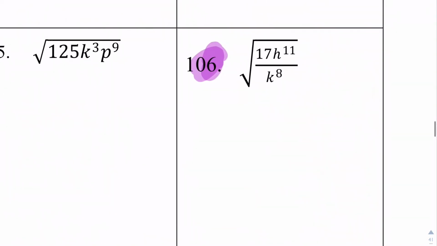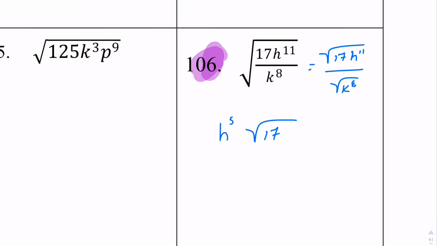106. So again, I'm going to look at this as 2 separate pieces. In the numerator, 17 is prime, so I still have that underneath the square root. 11 h's. h to the 11th. That's going to be 5 pairs and 1 left over. k to the 8th. That's going to be 4 perfect groups.